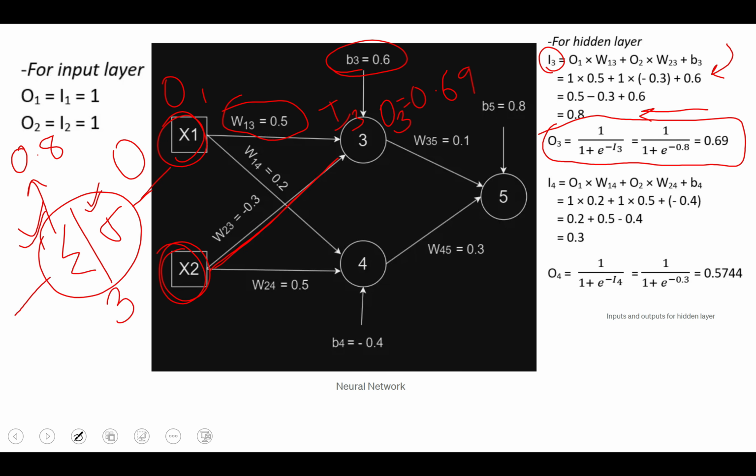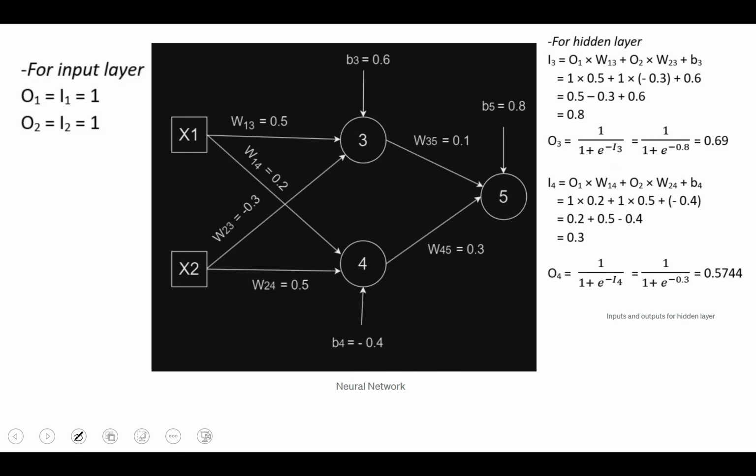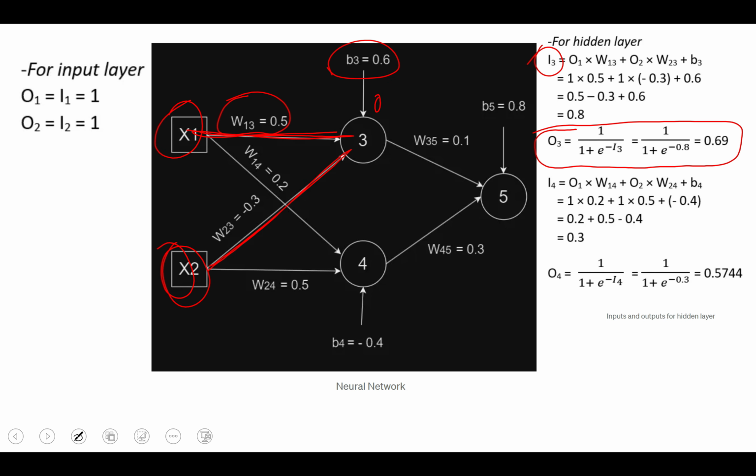Alright, you can please repeat this if you didn't understand. It is basically multiplication of this input and this weight plus multiplication of this input and this weight plus the bias. Then we will get the output, and basically we are saying it is I3, and on that I3 we are applying a sigmoid function to get the O3, that is 0.69.